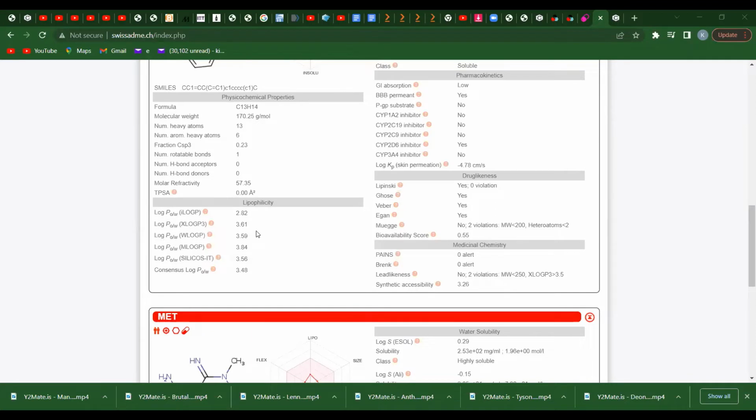Are you getting me? Now, the last one is called consensus log P. Consensus in the sense that it adds all these five values together and finds the average. That's why it's named consensus. It's an average, can you see? An average of all five predictions. So different people develop their own AI algorithm. You can do your own by the time we get to that and calculate log P and lipophilicity. At the end, they were able to say, okay, let's come to an agreement, a consensus. Let's calculate the average of everything, and this is the value.